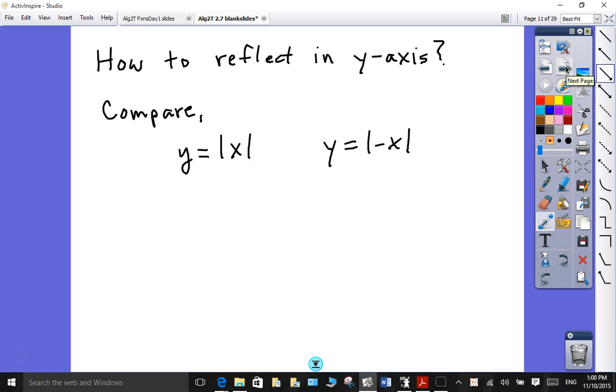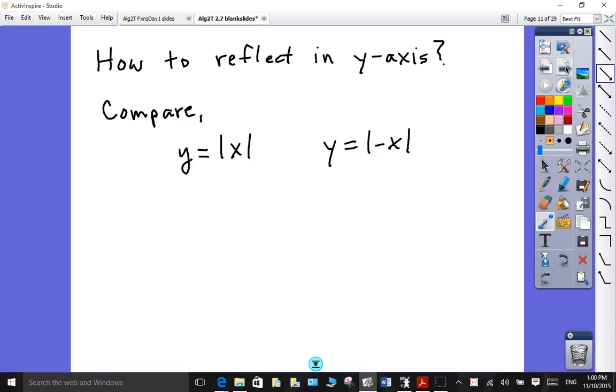So how would you reflect in the y-axis? I mean, the one we just did, it flipped it across the x-axis. How would you flip across the y-axis? By putting the minus inside the absolute value. But what would that look like if I flipped an absolute value v across the y-axis? It's the same thing, right? So it's not really a very good example to show flipping across the y-axis with absolute value.